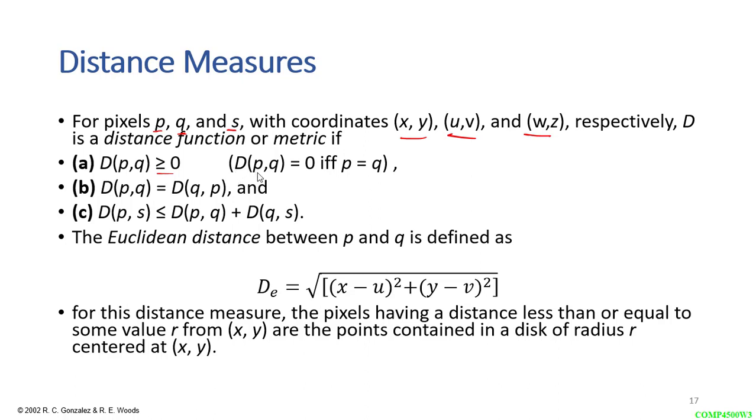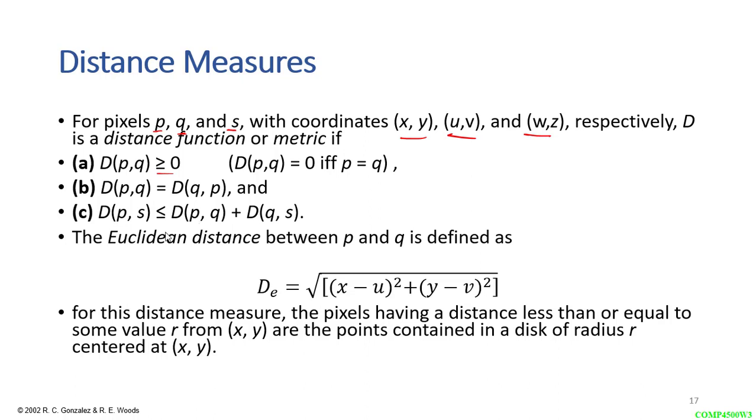The distance between P and Q is equal to zero if and only if P is equal to Q. So if I'm at the same pixel, this means the distance is equal to zero. D(P,Q) is always equal to D(Q,P). And D(P,S) is always less than or equal to D(P,Q) plus D(Q,S). These are the conditions for having a distance inside an image.